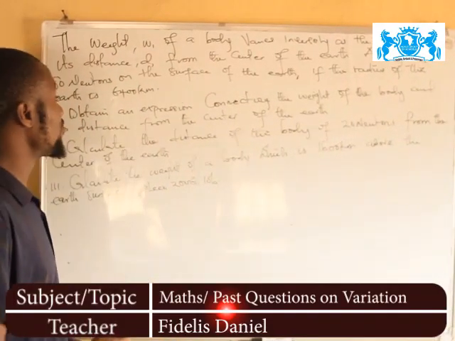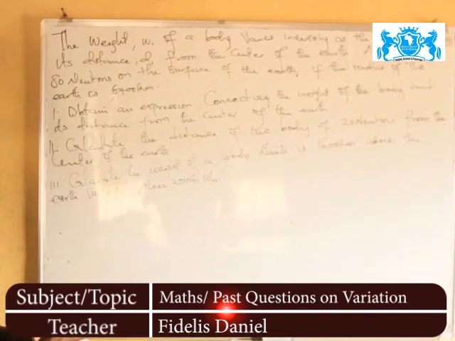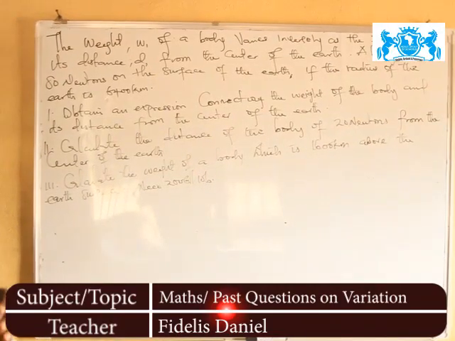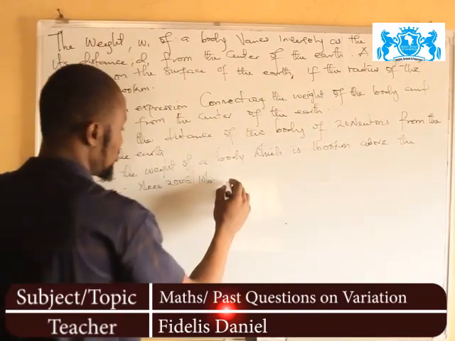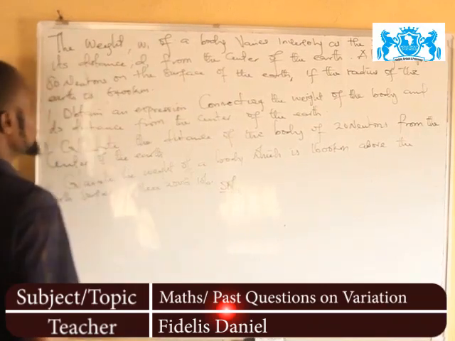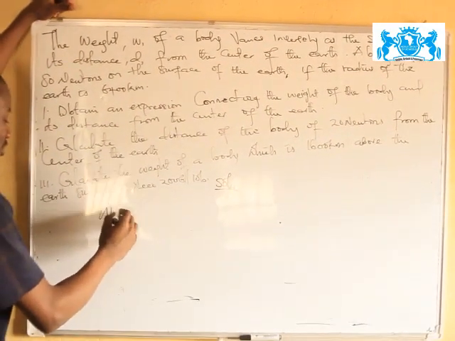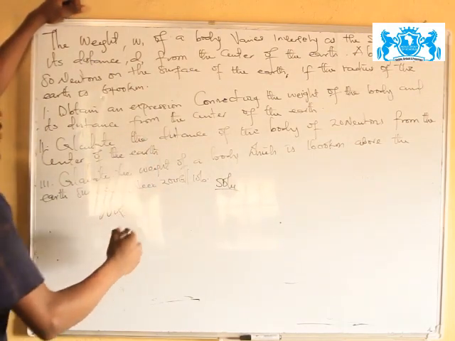Now, in this question, we are going to still be looking at variations, and this one is under inverse variation. The question says the weight of a body W varies inversely as the square of the distance.